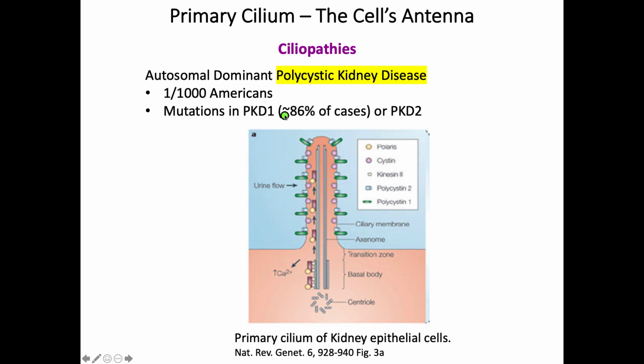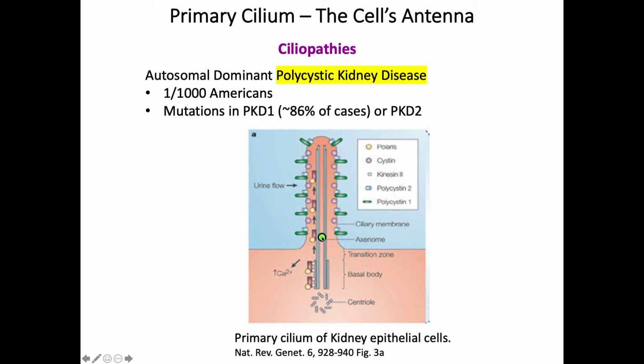PKD1 and PKD2 produce 2 proteins, and these are on the primary cilia. Polycystin 1 is produced by PKD1. Polycystin 2, or PC2, is produced by PKD2. Very straightforward. PKD1 is the gene, polycystin 1 is the corresponding protein. PKD2 is the gene, polycystin 2 is the corresponding protein. Here you are seeing the green ones are the polycystin 1s, and associated with that is the polycystin 2.